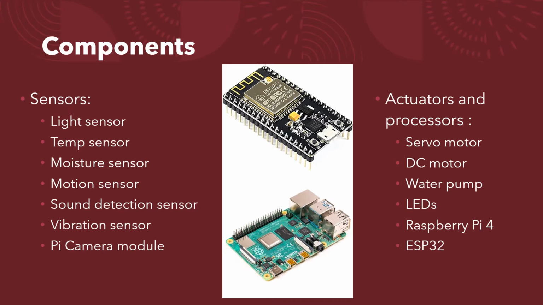We also use LEDs to show which actuators are on, and we use the Raspberry Pi 4 to do most of the computing and also control the actuators. And also we use the ESP32S to take an input from the plant, and then it gives the information to the Raspberry Pi via serial communication.